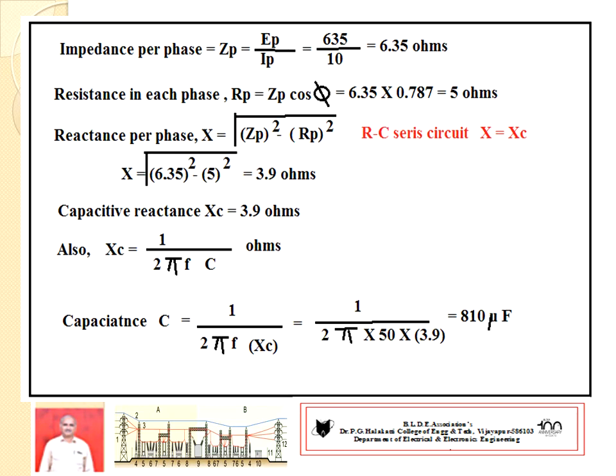This XC is also equal to 1 divided by 2πfC. You substitute all the values, then you can determine the C value. So determining the circuit constants of the load means R, L, C. So we have determined R, now we have determined C.